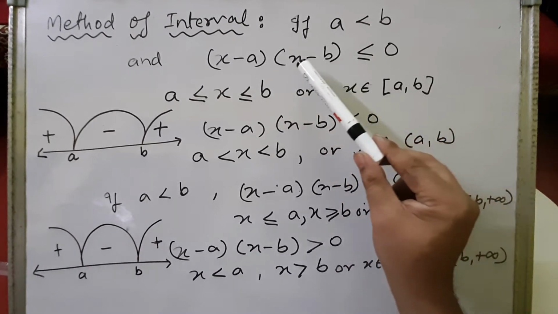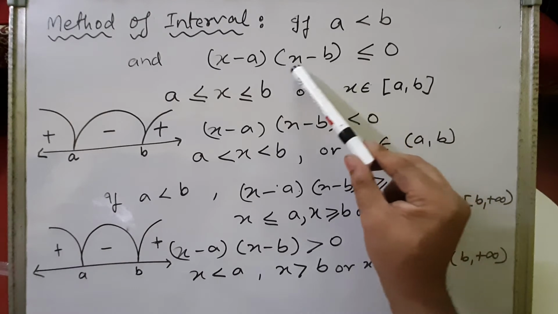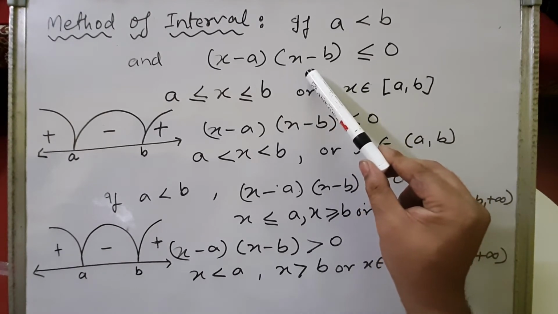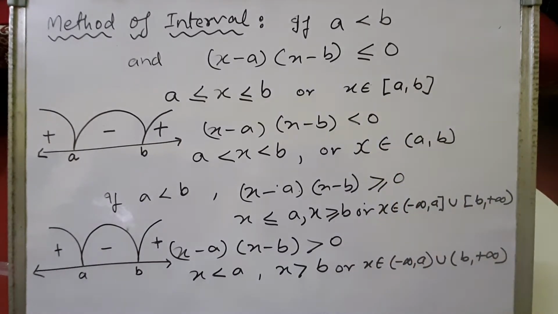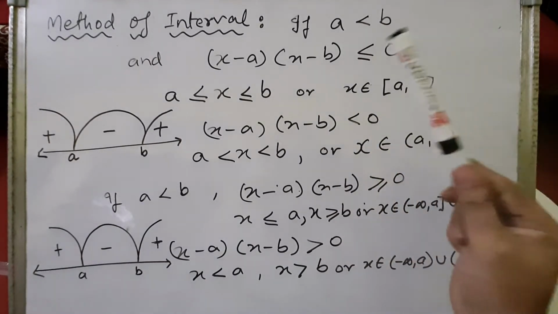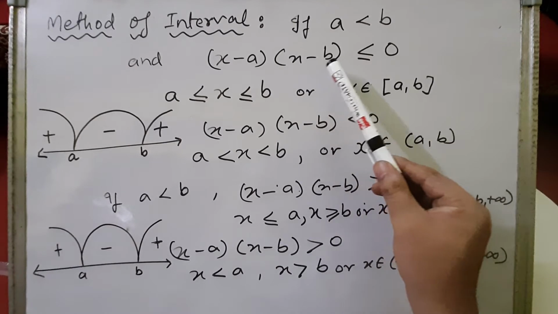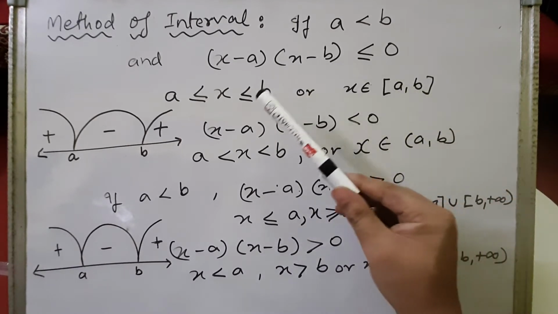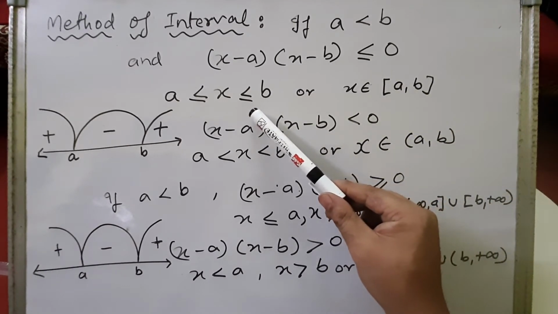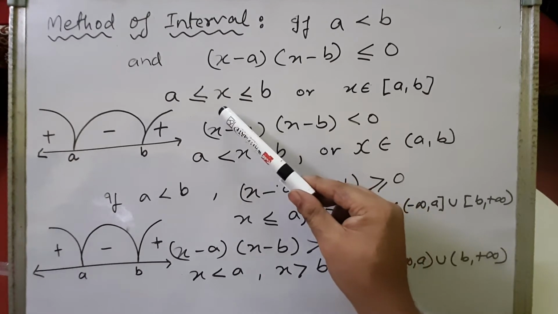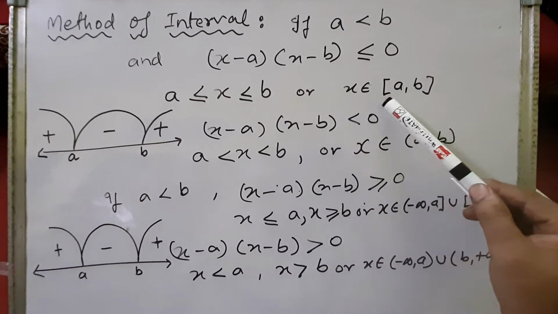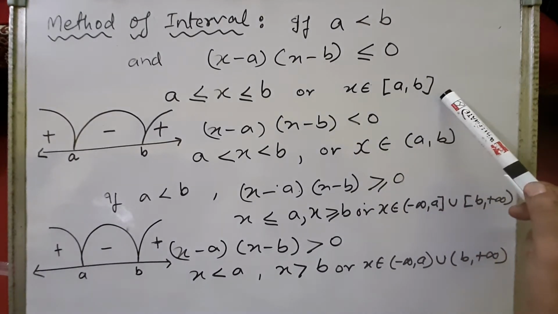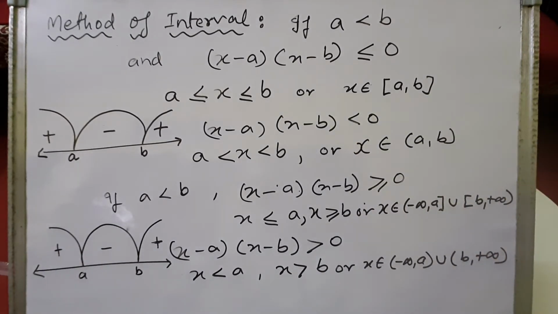That means when x is less than b, the value of x minus b will be negative and the value of x minus a will be positive. So plus into minus will always be minus. So we can say that when (x minus a)(x minus b) is less than or equal to 0, the value of x always lies in between a and b. That means x must be greater than or equal to a and less than or equal to b. Or we can represent the value of x as x belongs to the closed interval [a, b]. Right children?